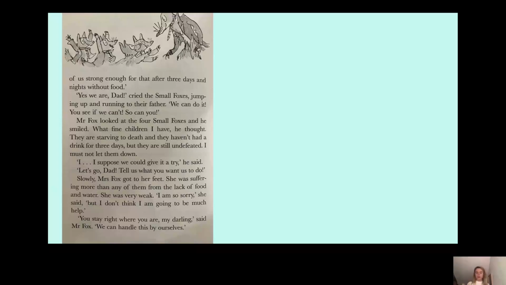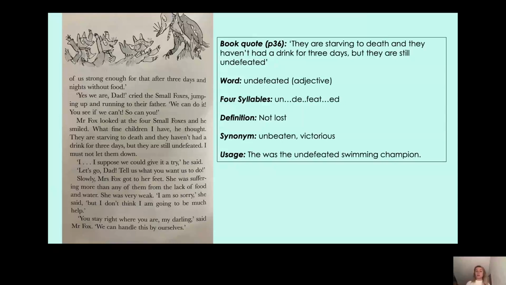Okay, so we have got the word here, undefeated, but they are still undefeated. And we know that they still want to escape, don't they? Even though they're really, really weak from not eating or drinking for 3 days, they still want to try and escape. So therefore, undefeated means that they have not lost yet, okay? They do not think the farmers have won yet. They still want to try and escape. And undefeated is an adjective and it has 4 syllables. Will you clap them with me? Undefeated. Fantastic. And as I said, it means not lost.